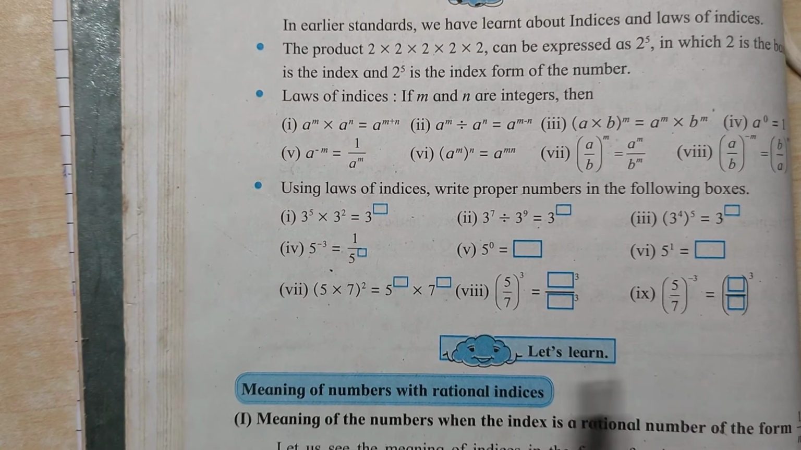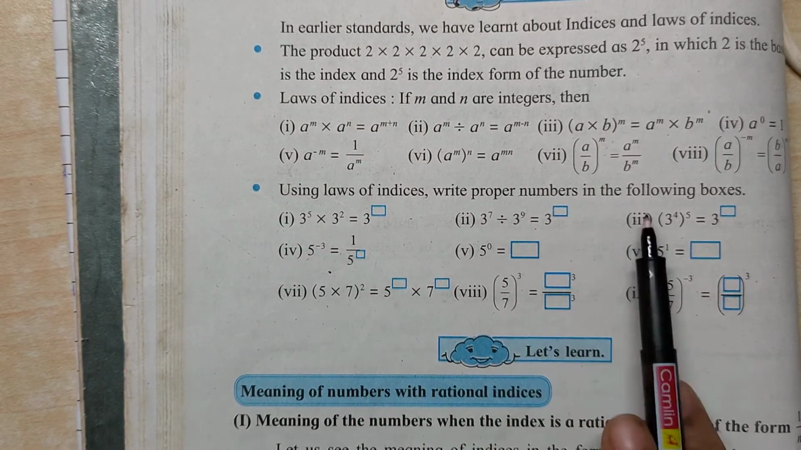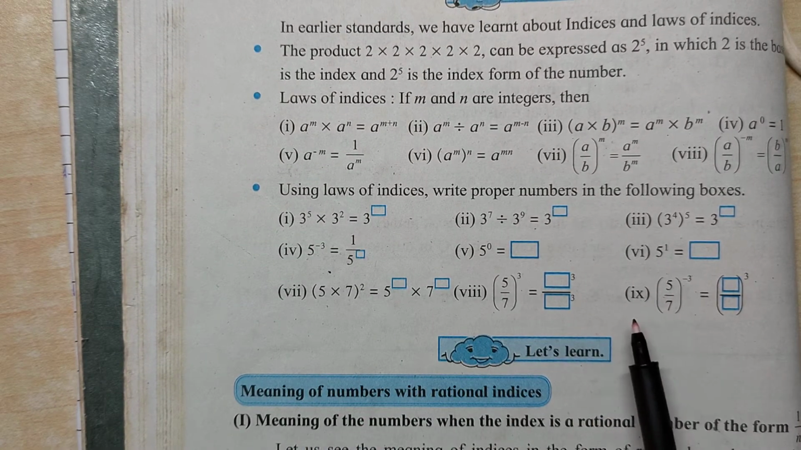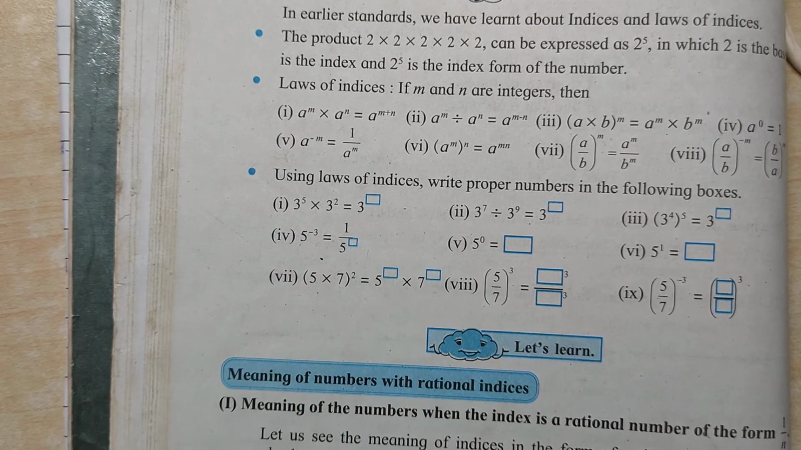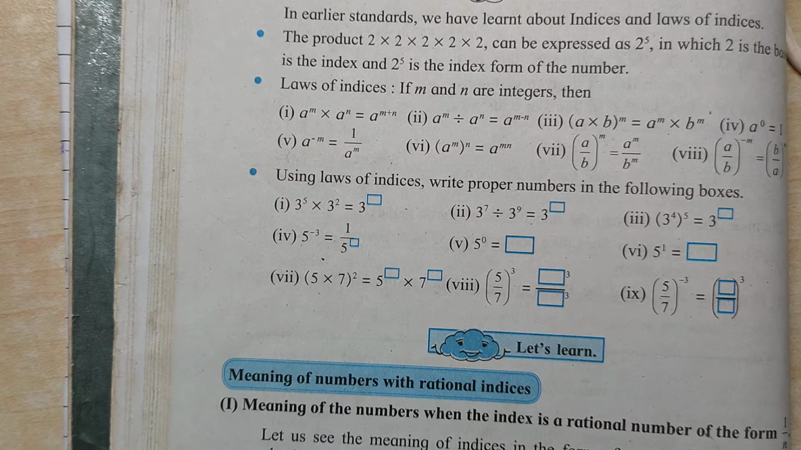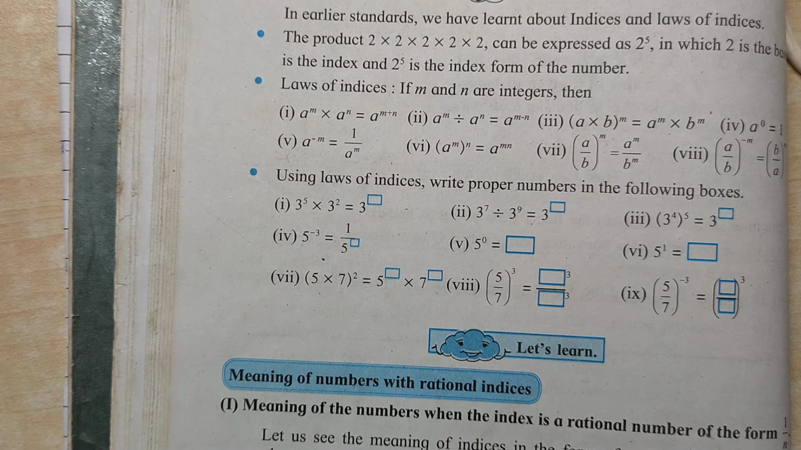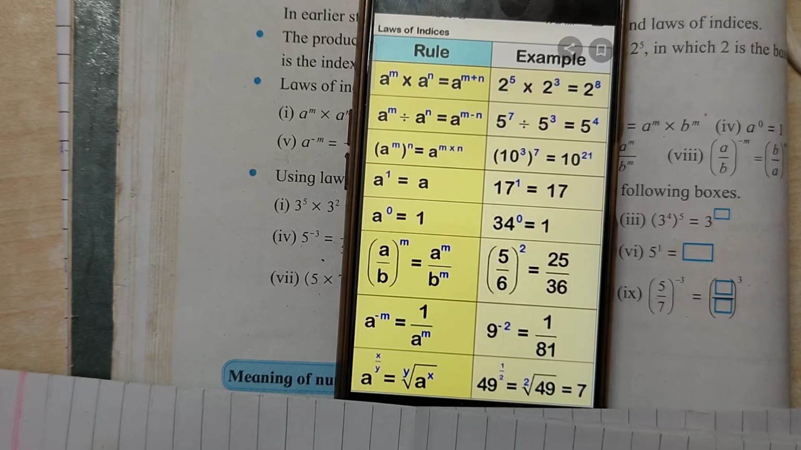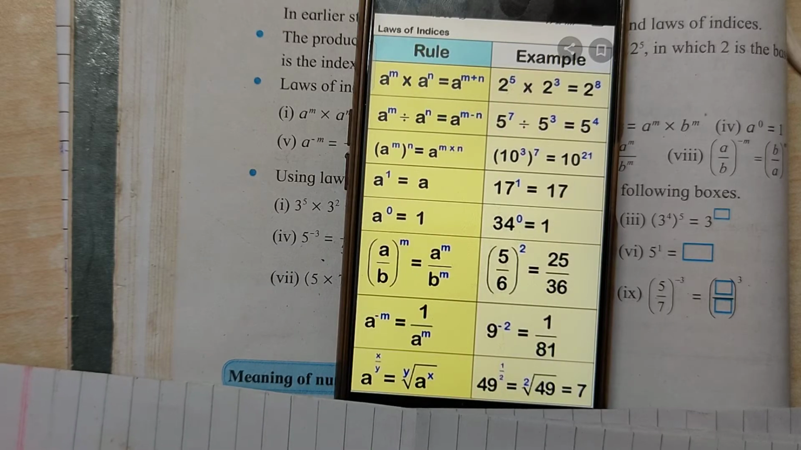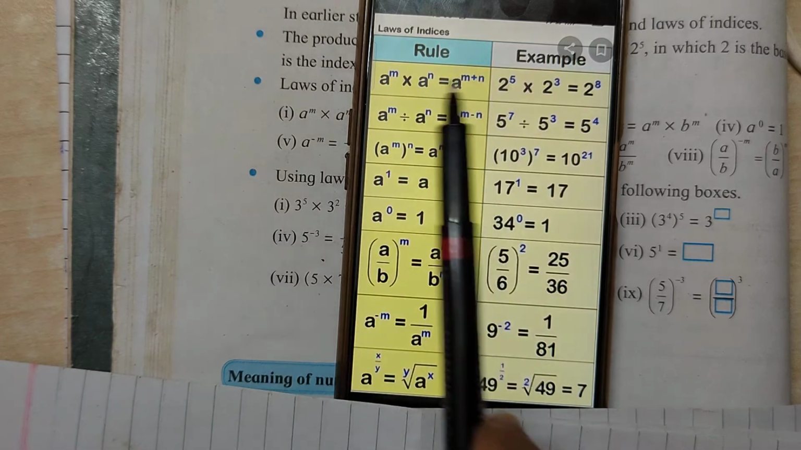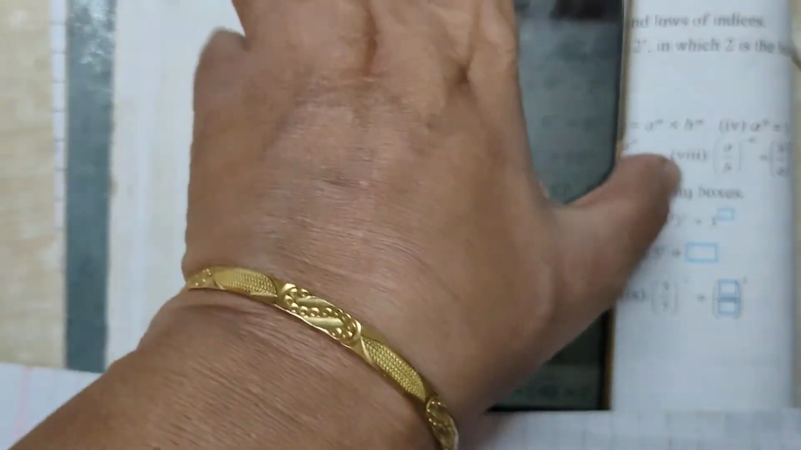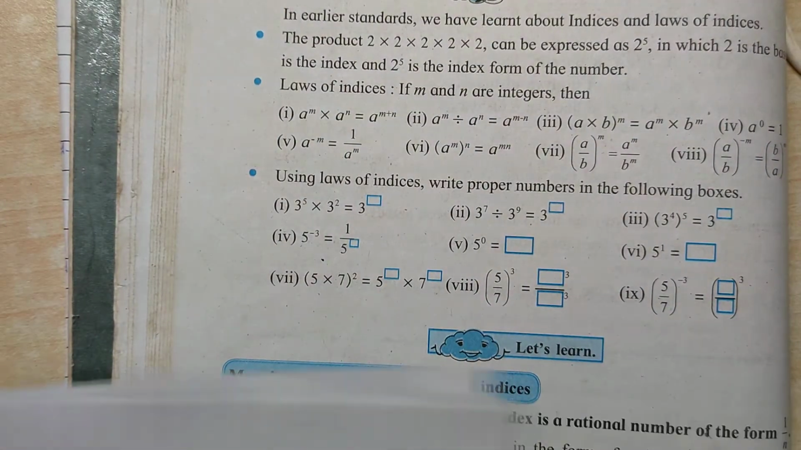Using these laws of indices, solve these examples in your notebook. Now I am going to show you the table of laws of indices. Here the rules and examples are given side by side. You will see rule first, rule second, rule third, and all.